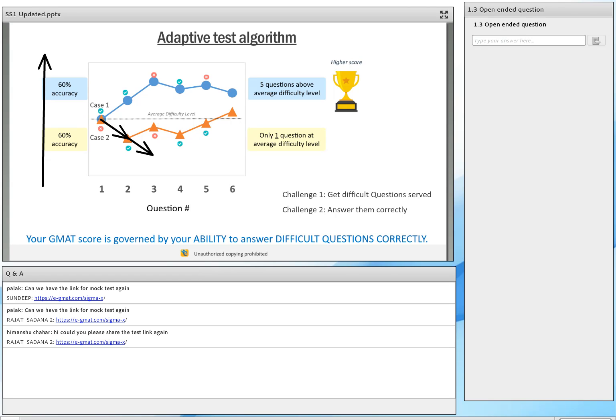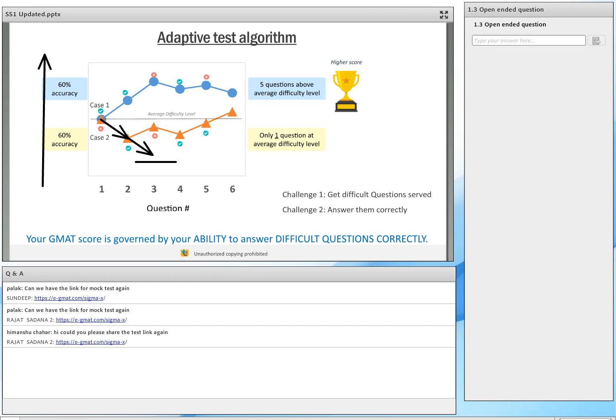Okay. It's almost zero. So at this point, where the test has to make a decision which question to serve, it's not very illogical to think that this guy is not a smart guy.